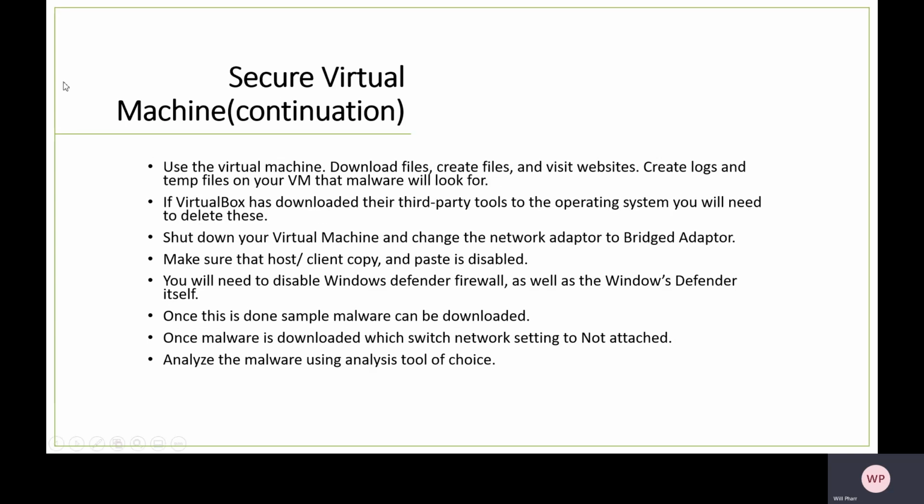You're going to want to delete any third-party VirtualBox tools that have been downloaded on there. You're going to want to use the bridged network adapter, and make sure host-client copy is disabled. You're going to need to disable Windows Defender and Windows Firewall to download the malware. And then once you have properly downloaded the malware, you're going to want to switch your network connection to not attached, deny any connections to your computer, and disable the cable connection.